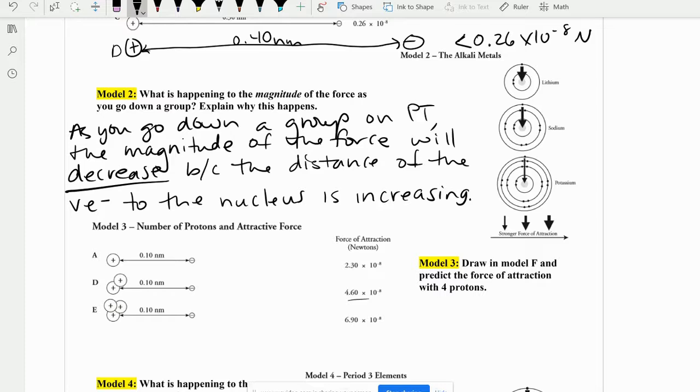If you said that as you go down a group on the periodic table, the magnitude or the size of the force is actually going to decrease. And the reason is because as you are going down the periodic table, your atoms are getting bigger, and therefore more orbitals are being added to house and hold on to those electrons. And as you're adding on electrons, they're getting further and further away from the nucleus. And so those outer valence electrons, and that's what V E minus means over here, valence electrons, they get further away from the nucleus. And we learned that as we increase distance, force decreases, inversely proportional.